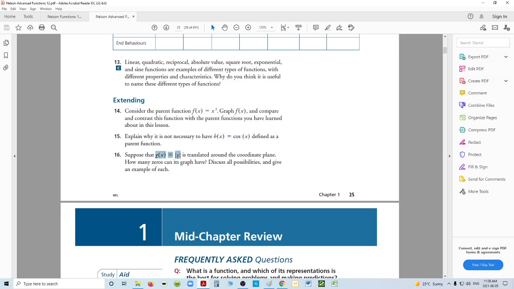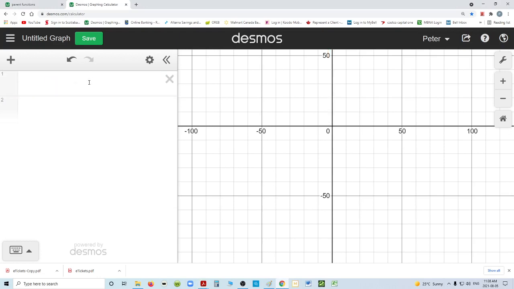Suppose that g of x is equal to absolute value of x and is translated around the coordinate plane. How many zeros can the graph have? Discuss all possibilities and give an example of each. Translated up, down, left, and right. Well, it can only ever have 2 zeros, 1 zero, or 0 zeros. And that's because of this. The same as a parabola.